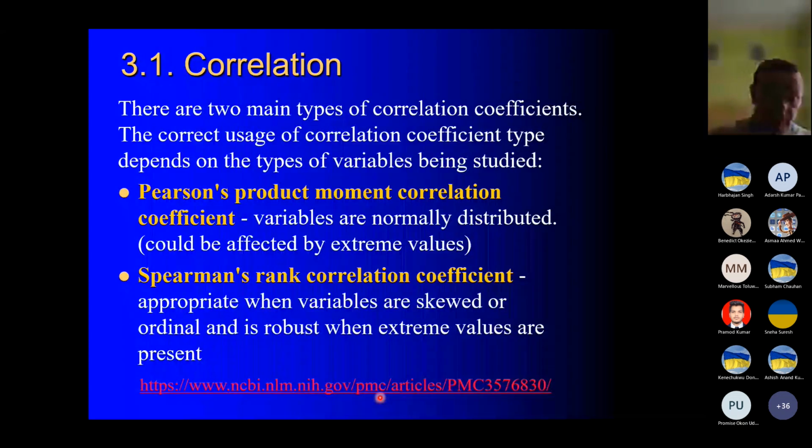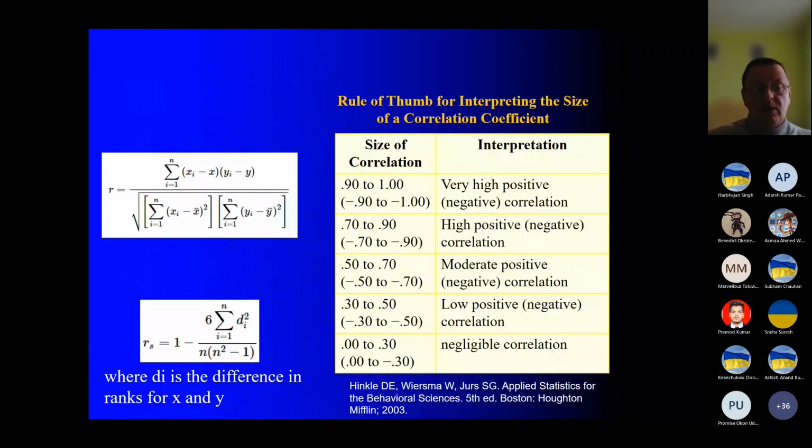As you have seen from the previous slide, we have two main types of correlation coefficient depending on distribution type. The Pearson product moment correlation is used when variables are normally distributed, and the Spearman rank correlation coefficient is used when variables are skewed or ordinal, and it's robust when extreme values are present as well. So if we have deviation from normal distribution, or our data is not discrete but ordinal by type, in this case Spearman's rank correlation has to be used.